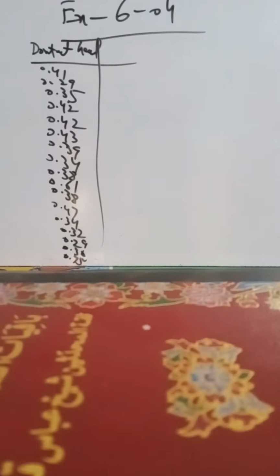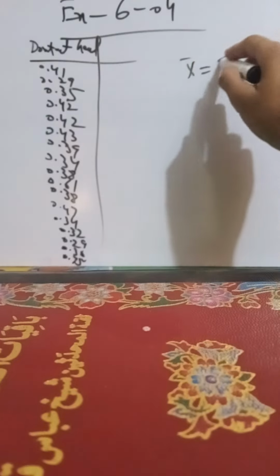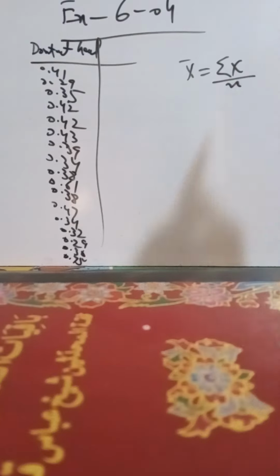So now what will I do? First, I will calculate the standard deviation and mean for this data. What's the formula for mean? Again, apply the same formula: x bar is equal to summation x over n, meaning the sum of all values divided by n. So you can easily calculate this with the help of the formula of arithmetic mean.